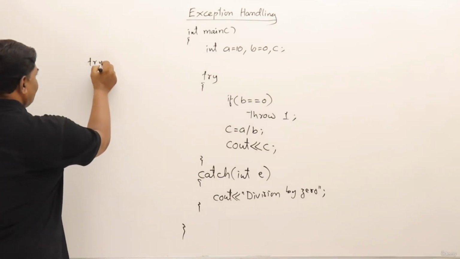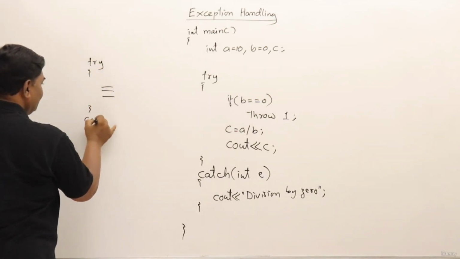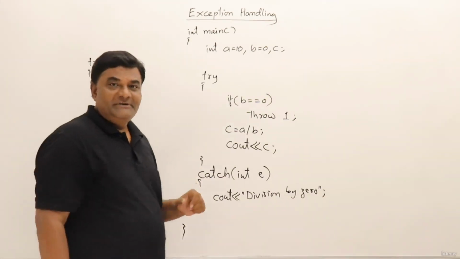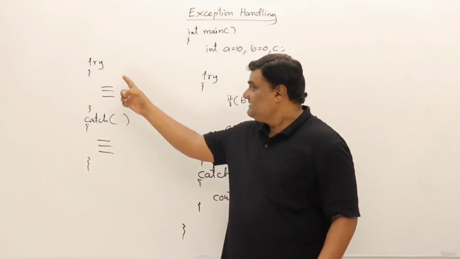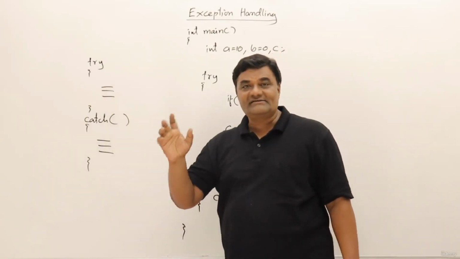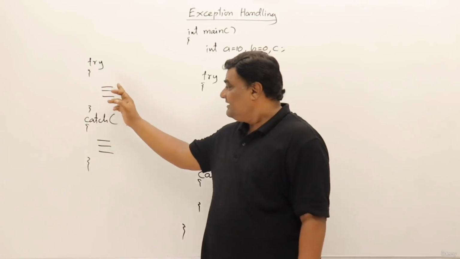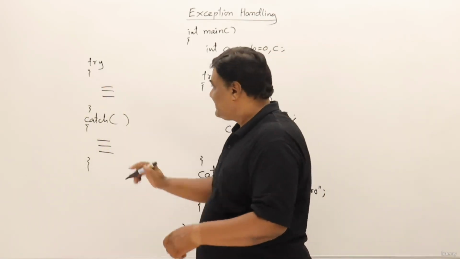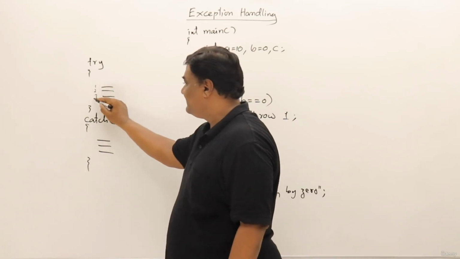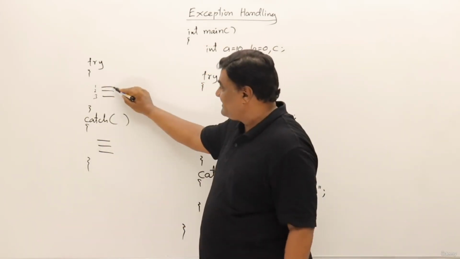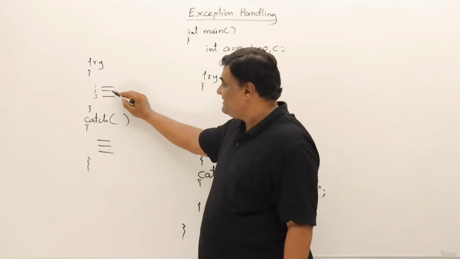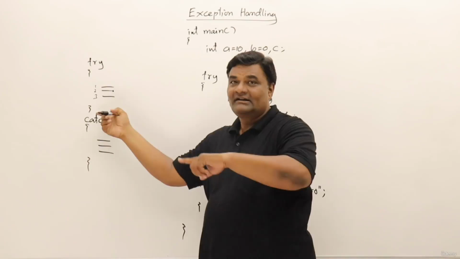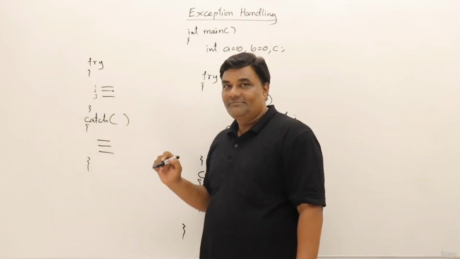I will write down here. Try, few lines here, then catch and few lines here. This is the construct that I have used there. Now let me explain this. See, inside try block, if there is any error, then it will jump to the catch block and execute the statements inside catch block. See, there are three lines here. First line, second line, third line. Suppose there is an error in first line, then it will jump to catch block. Suppose there is an error in second line, so first line will be executed, then second line is an error, it will jump to catch block. Third line will not be executed.